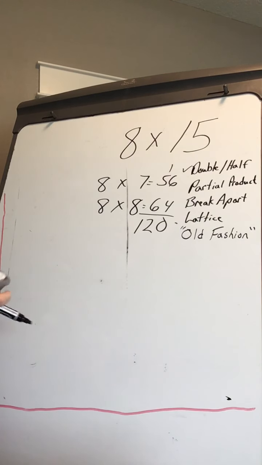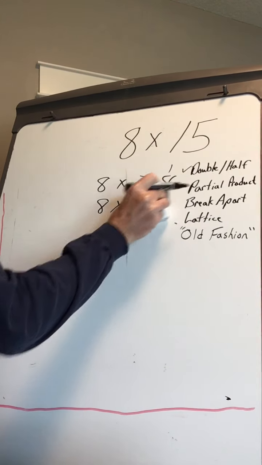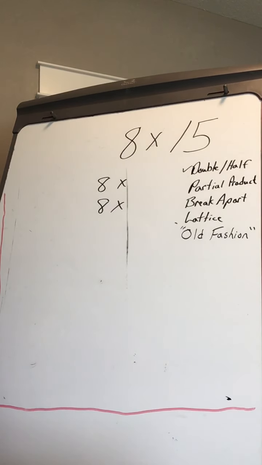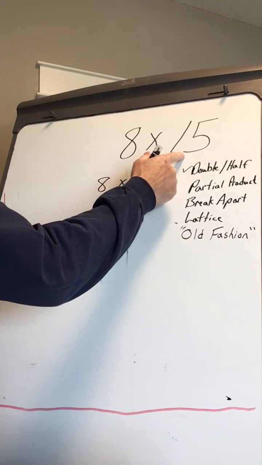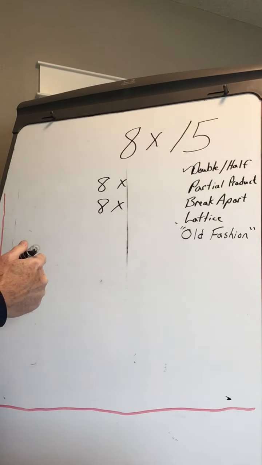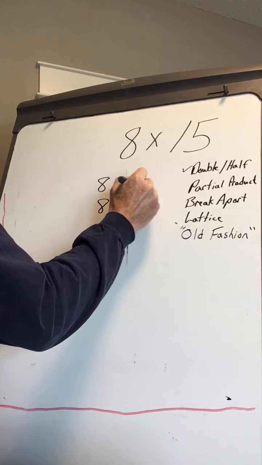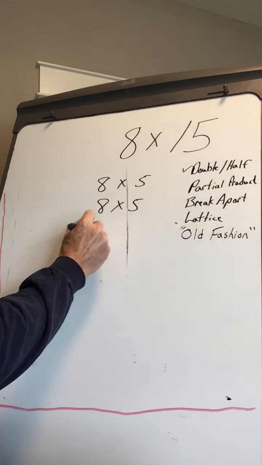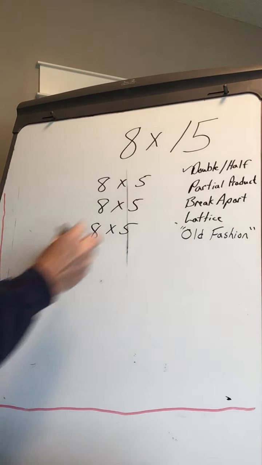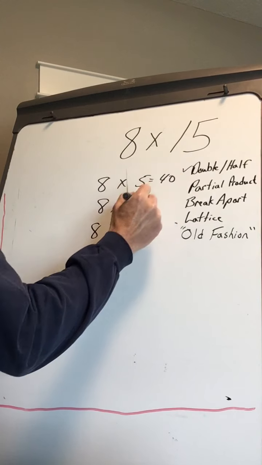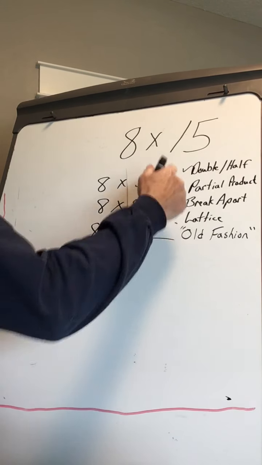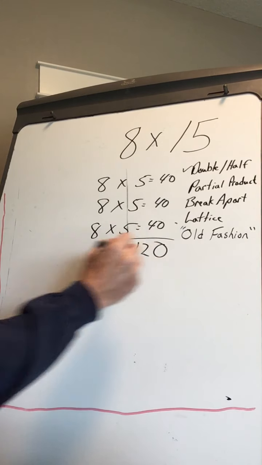Another way to do this is possibly you don't know anything except for your 5s, but you know your 5s really well. So instead of breaking this into 2, I might break it into 3 5s. So 8 times 5, 8 times 5, and 8 times 5. 5, 10, 15, all multiplying by 8. 40, 40, 40 becomes an addition problem. Same product.